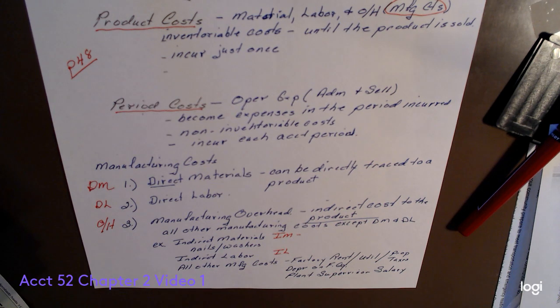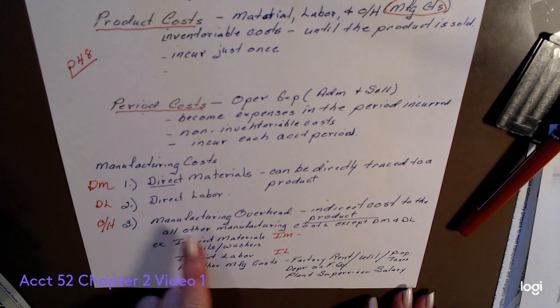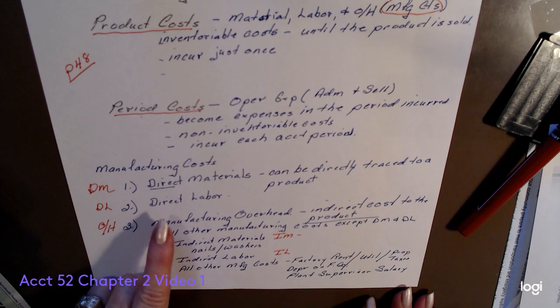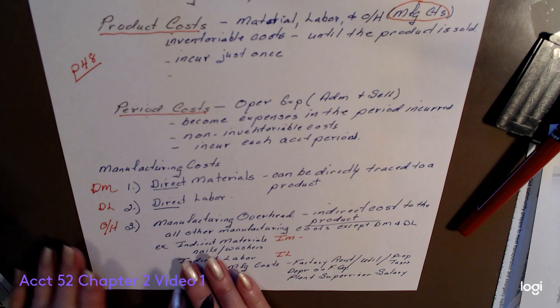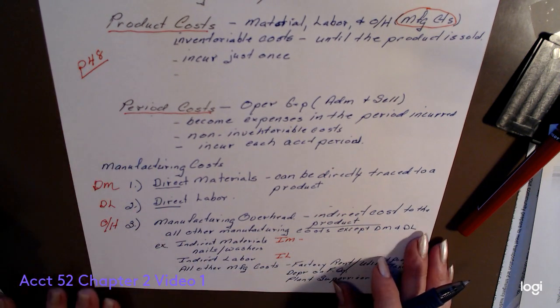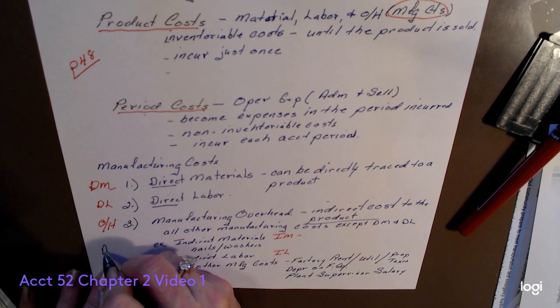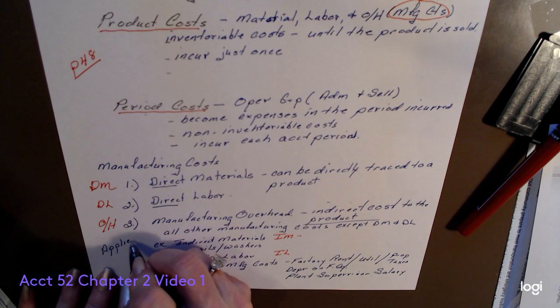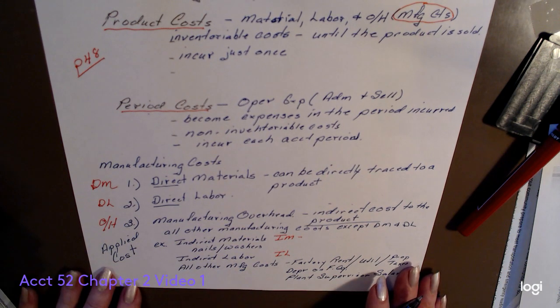After a while, when we are looking at how we charge costs to our particular products, we'll find again that we can directly charge material and labor to our product, but manufacturing overhead is an indirect cost, and we'll find out later that manufacturing overhead is what they call an applied cost.